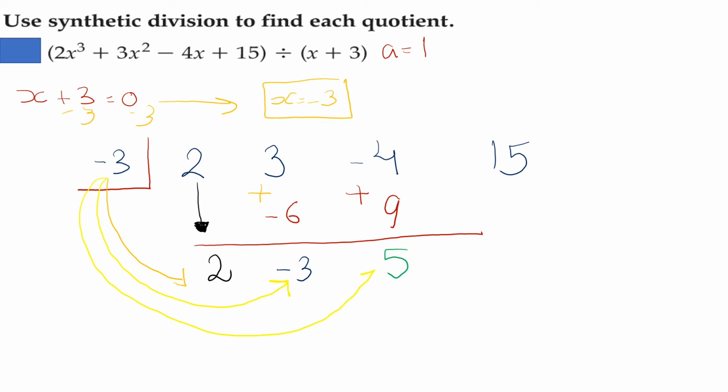Minus 3 multiplied by 5, and you will get minus 15. Put it as it is. Add the answers together and you will have 0.